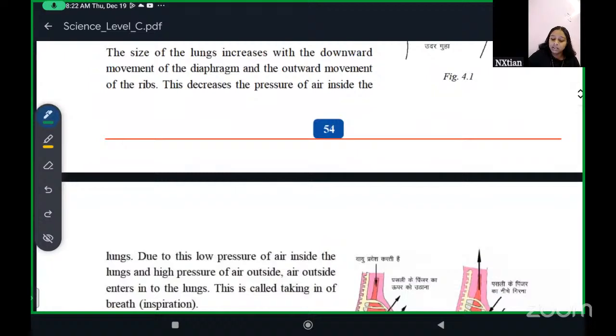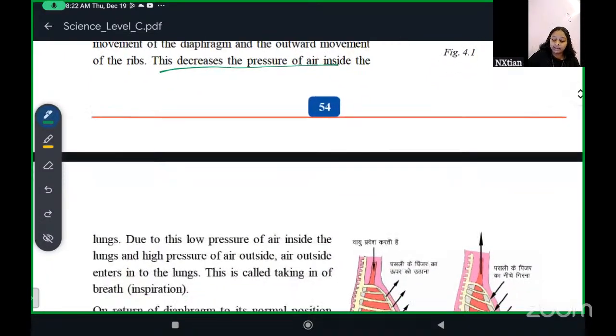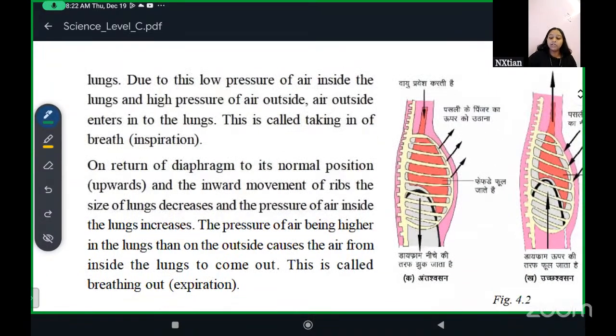This decreases the pressure of air inside the lungs. Due to this low pressure of air inside the lungs and high pressure of air outside, air from outside enters the lungs. This is called taking in of breath, or inspiration.